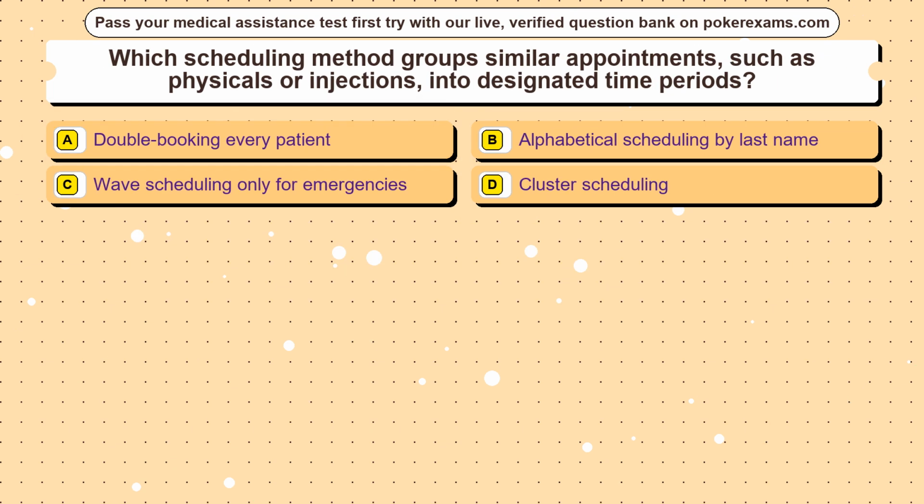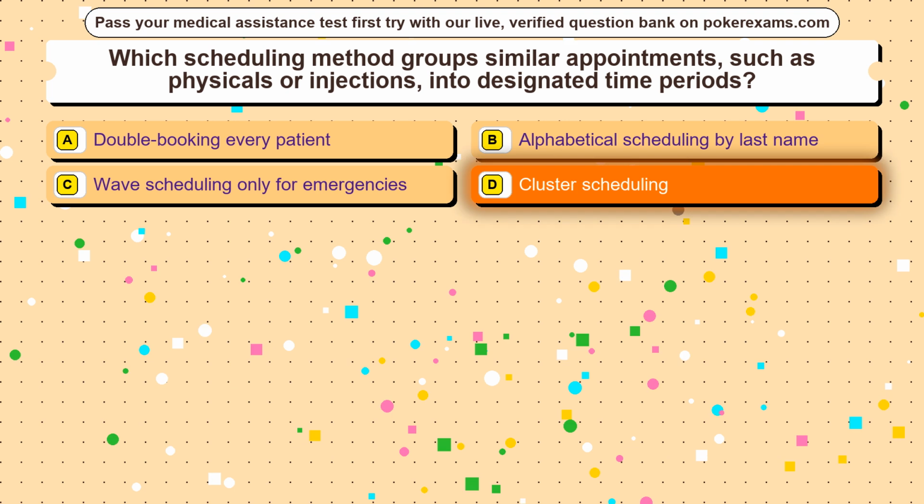Question 11. Which scheduling method groups similar appointments, such as physicals or injections, into designated time periods? Option A. Double booking every patient. Option B. Alphabetical scheduling by last name. Option C. Wave scheduling only for emergencies. Option D. Cluster scheduling. The correct answer is option D.